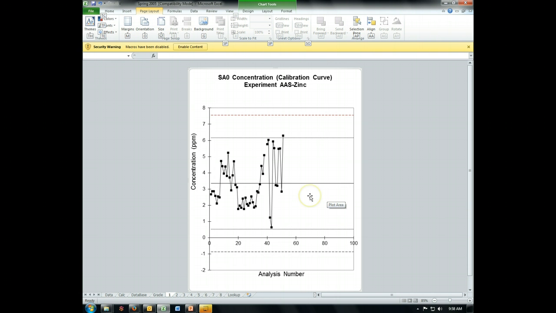Also, an obvious non-random pattern. That's our last category out of the 6 criteria to shut down. And you can see that there's a few places where we might say that there's a non-random pattern.